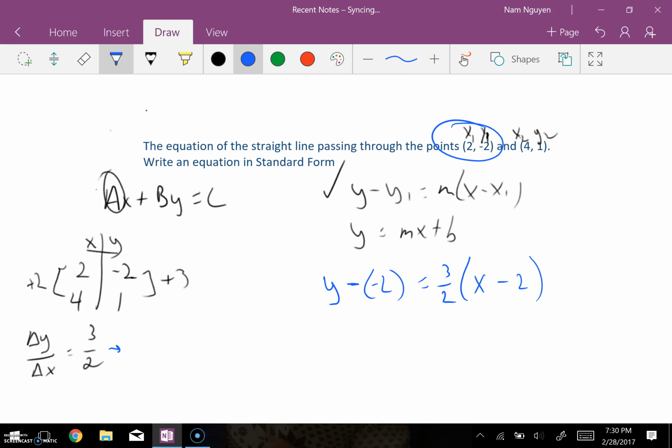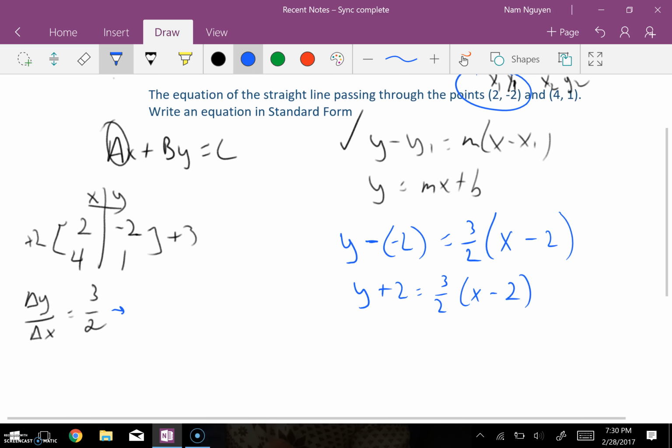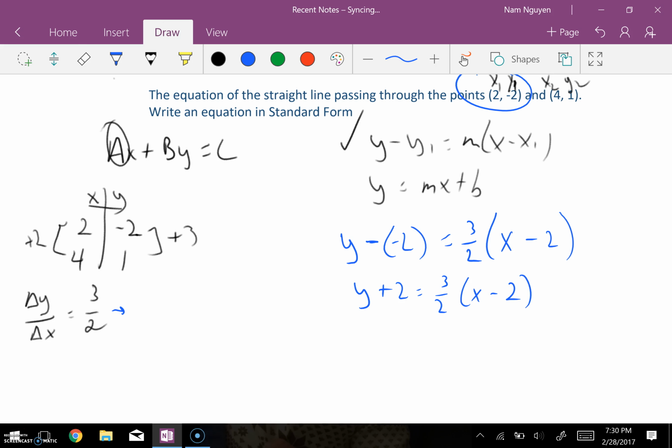Well, I know that y minus a -2 is the same thing as saying y plus 2 is equal to 3/2 times (x minus 2). Here you have a couple choices. You can actually change this into slope intercept form by doing a couple things. This is in point slope form right now, so I'm going to go ahead and distribute that 3/2, and attempt to change it into slope intercept form.